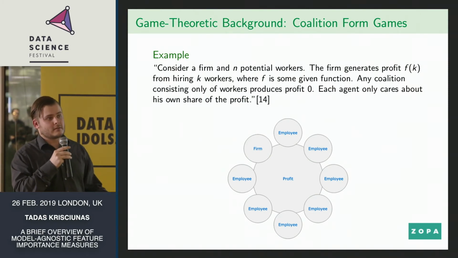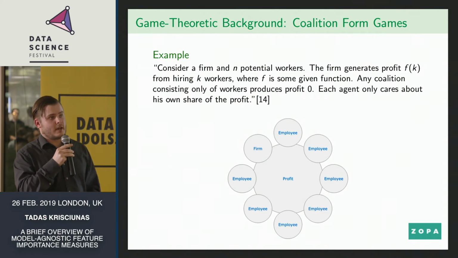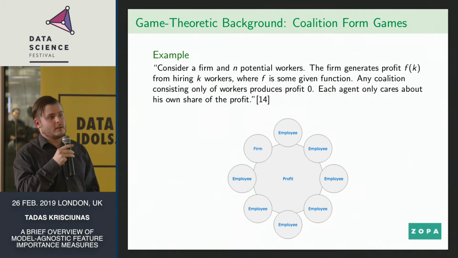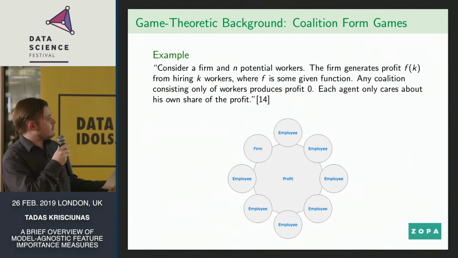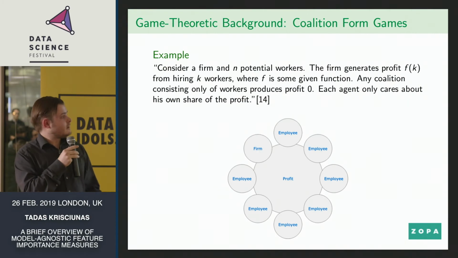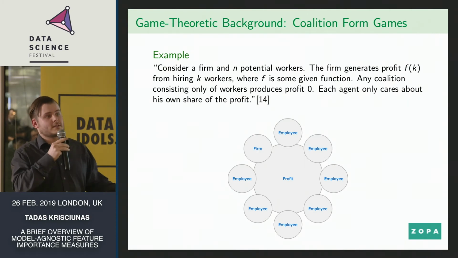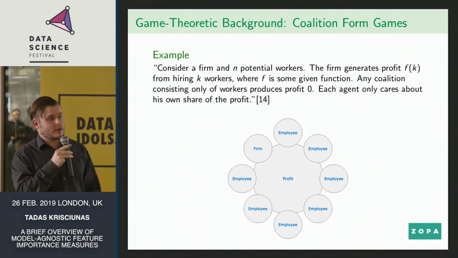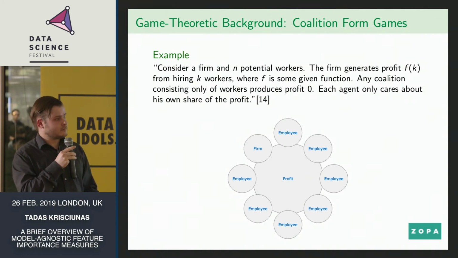Let's imagine that there is a company and it has a number of employees. The company, together with the employees, generates some number of pounds, some profit. We want to then take that profit and somehow attribute it to the firm, which would mean the institution and shareholders, as well as each individual employee. How could we potentially do that?